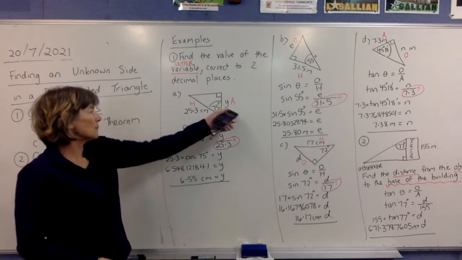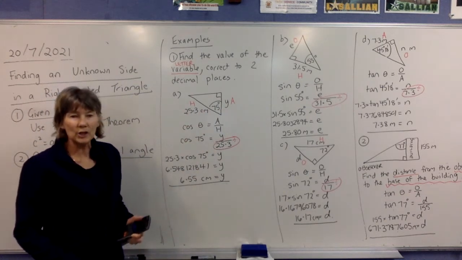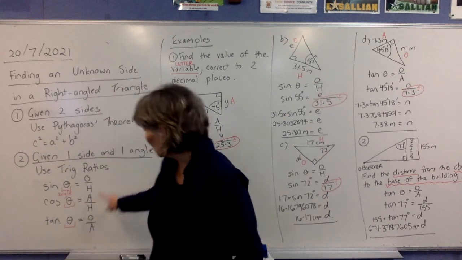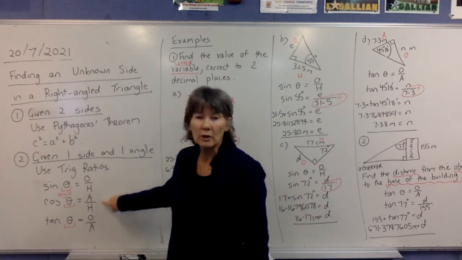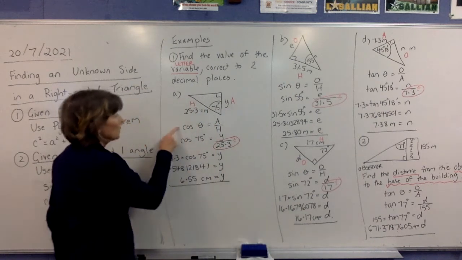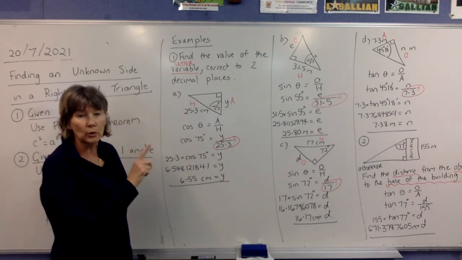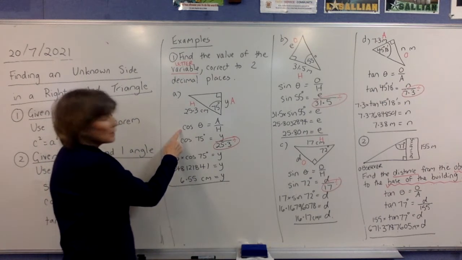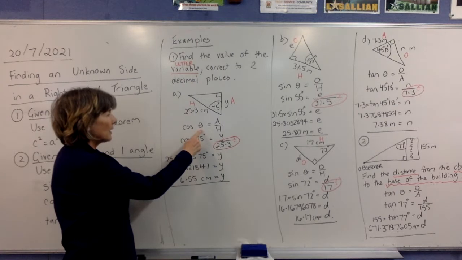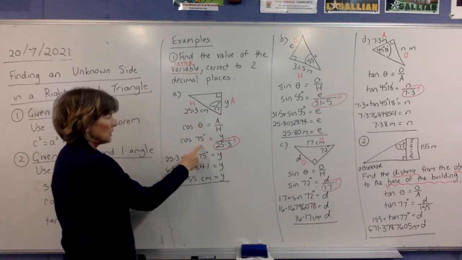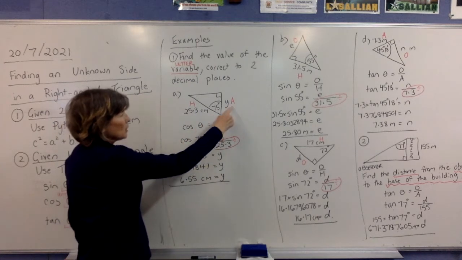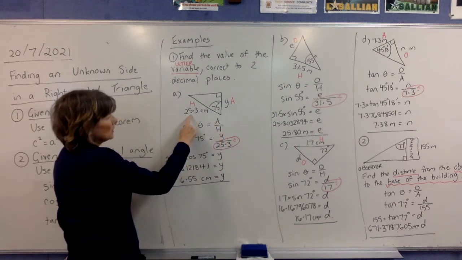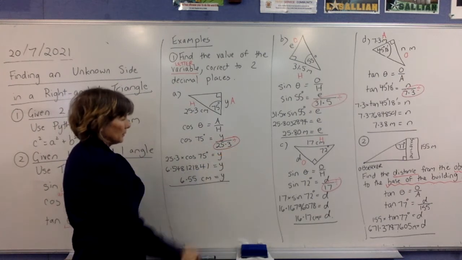Okay, so once you establish the two letters, we've got A and H. That then tells you, if you look back here, the A and the H belong with cos. So we're going to use cos theta equals A over H, and I want the rule or the formula written down each time you do it. Then we're going to substitute into that formula. Our angle goes in here, 75 degrees. The adjacent side is y, that goes on the top. And the hypotenuse is 25.3, that goes on the bottom.